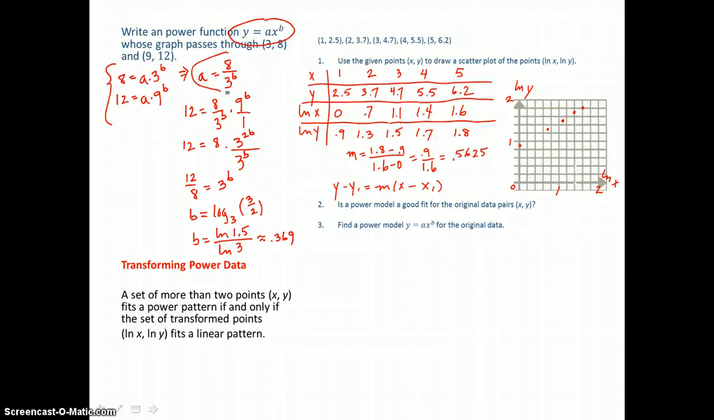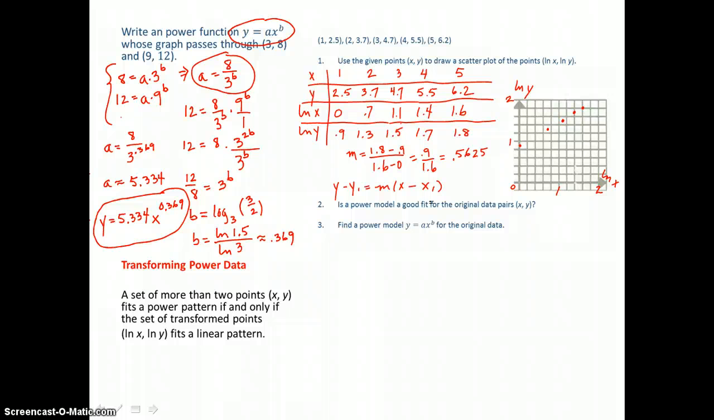Now I'll go back up here again and solve for a. A is equal to 8 over 3 raised to the 0.369 power. We'll approximate a in our calculator also. 8 divided by 3 raised to the 0.369 power is giving me approximately 5.334. So now we can write our power function. Y equals a, which is 5.334, times x raised to the b power, which is 0.369. There's the power function for that graph.